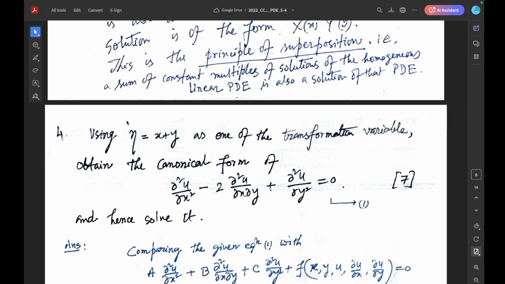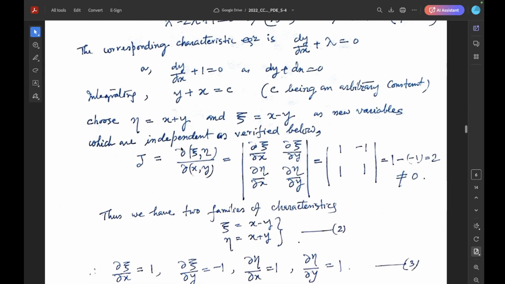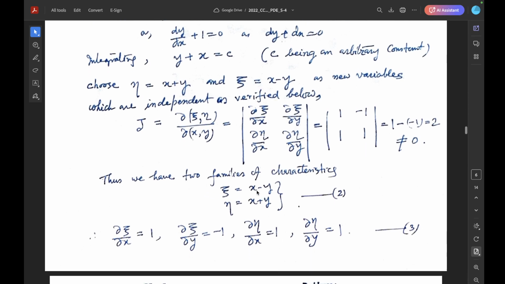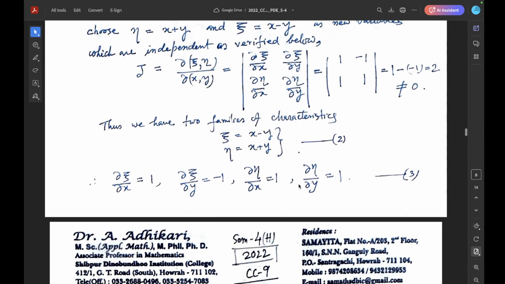It is given in the question eta equal to x plus y, and we choose zeta, sorry, psi equal to x minus y. Eta equal to x plus y and psi equal to x minus y as the new variables, which are independent, as verified below by the Jacobian of psi and eta, del(psi, eta) by del(x, y), that is del psi del x, del psi del y, del eta del x, del eta del y. It is very important to choose this psi so that this Jacobian is not equal to 0. Thus, we have two families of characteristics, psi equal to x minus y and eta equal to x plus y. Then del psi del x equal to 1, del psi del y equal to minus 1, del eta del x equal to 1, and del eta del y equal to 1.